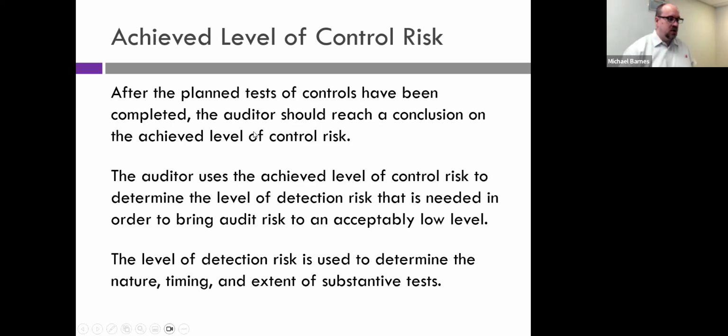All right. So just as a reiteration, after plans, tests, and controls are completed, the auditor should reach a conclusion on the achieved level of control risk. What do we use this achieved level of control risk for? To determine the level of detection risk that is needed to bring the audit risk to an acceptably low level.